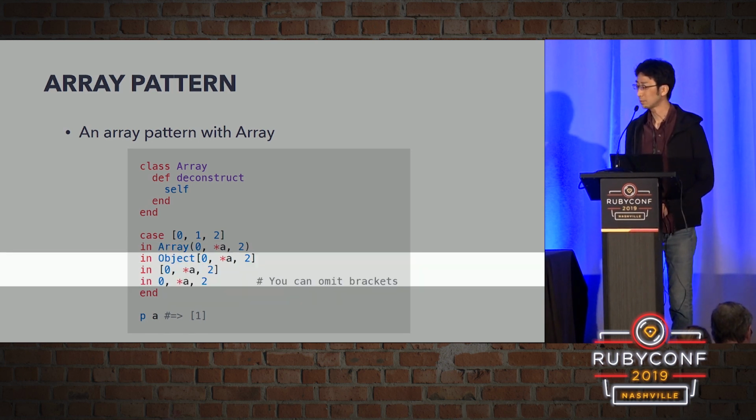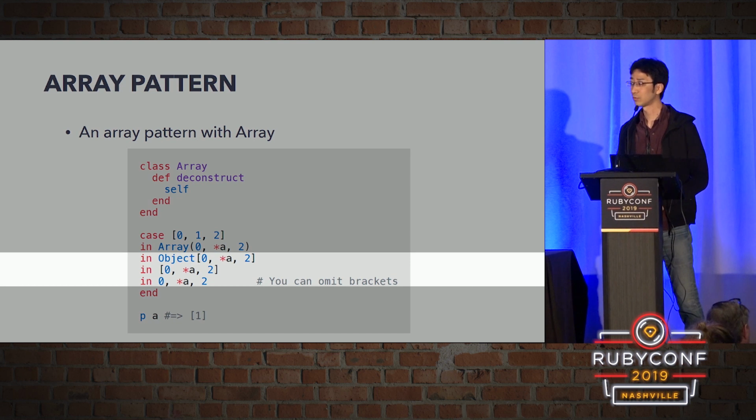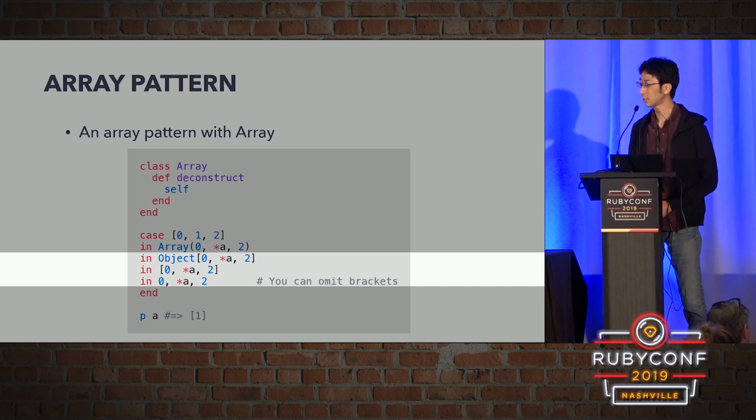And the second, third, and fourth patterns are where the constant becomes Object or BasicObject. And in the first pattern, you can write these patterns without brackets. So if we want to reduce typing, you can. It is okay to omit brackets.